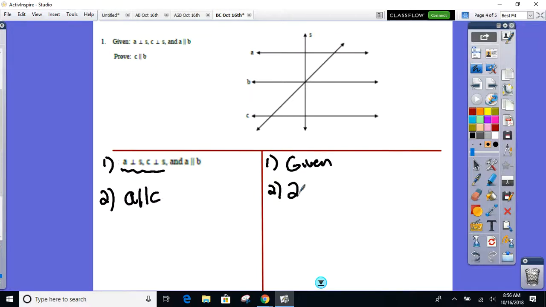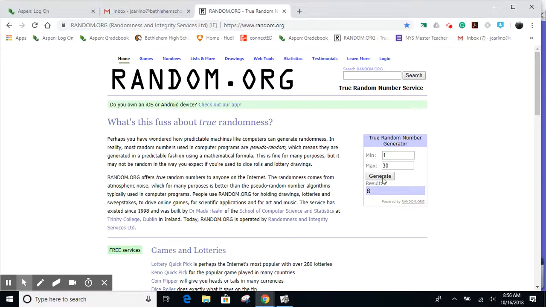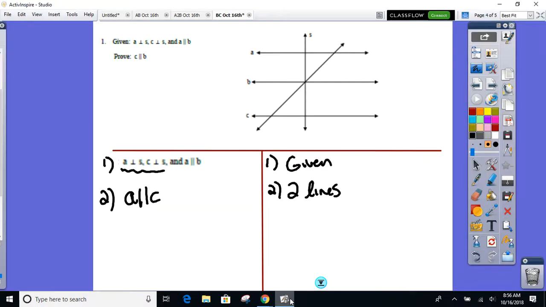If you need to look back at your index cards, that's fine. Two lines, need some help. 25. Two lines perpendicular to the same line. Parallel.